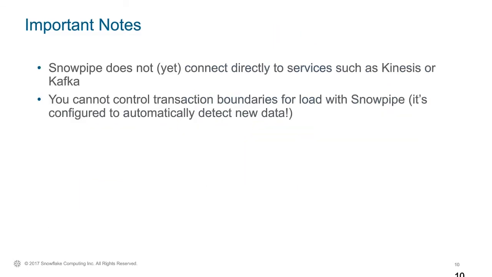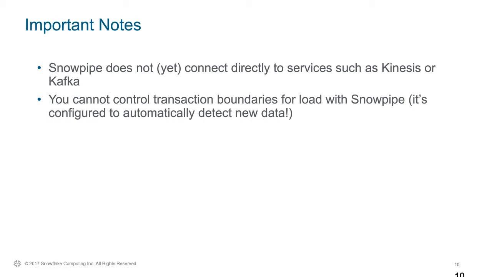Something to keep in mind, as you saw on these previous slides, we are still relying on S3 as the underlying staging area for your files. So you still have to render your data as files. It's not directly connecting into Kinesis data streams or into Kafka topics, but you can rely on tools such as Kinesis Firehose or the Kafka S3 connector to persist your load data into S3 files.